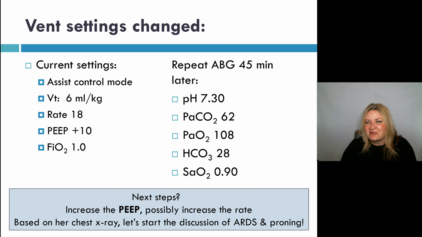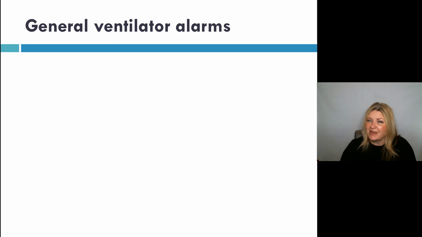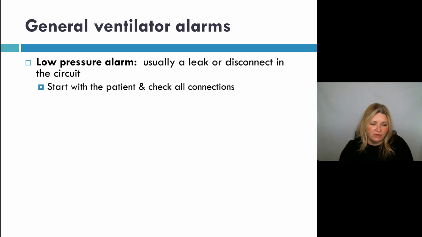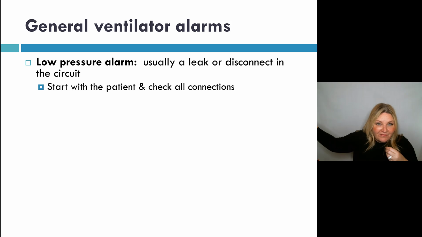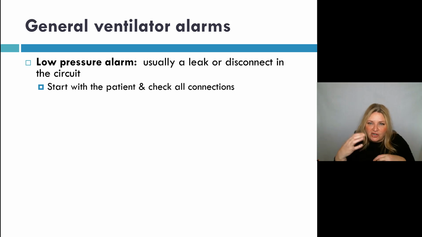So anyway, these are just some kind of basics on ventilator settings. Now, some basic alarms I just want to review really quick. If you get a low pressure alarm on your ventilator, that's usually a leak or disconnect in the circuit. So anytime you get an alarm, I just want to say always look at your patient first. See, are they comfortable? Are they struggling? And then I always start with the patient and move my way to the ventilator. So check all your connections.